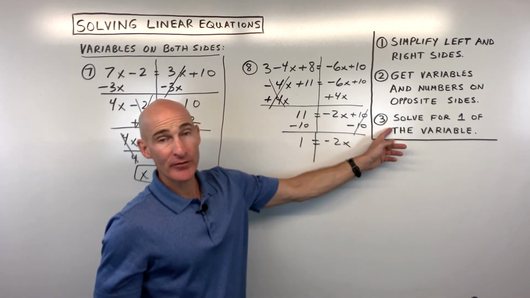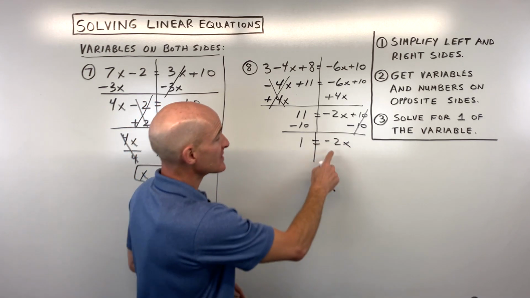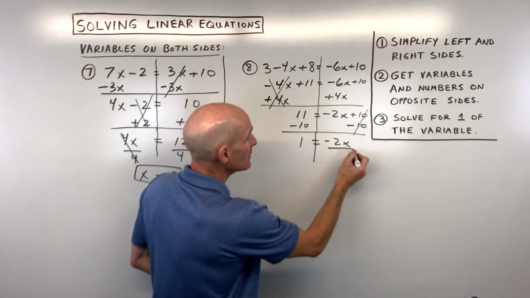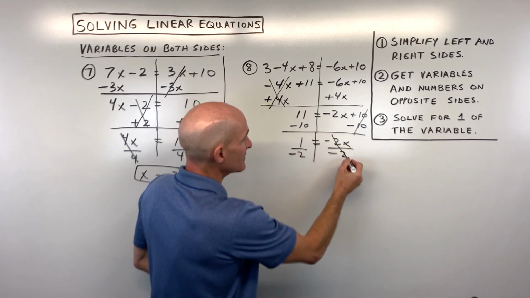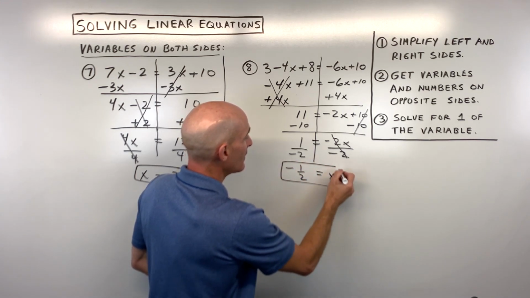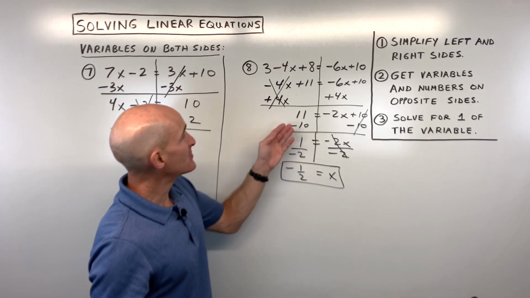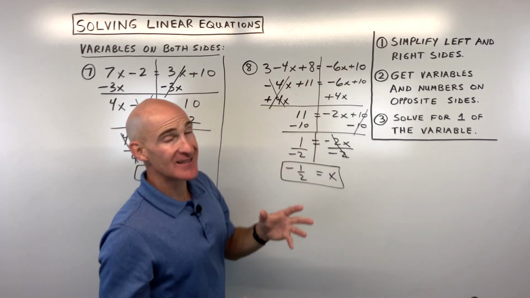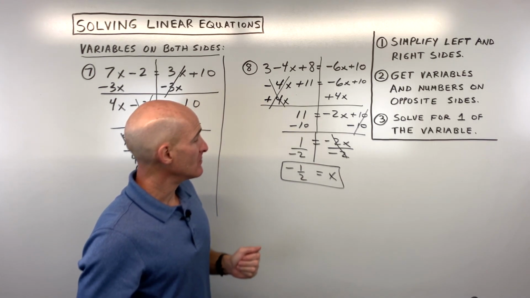Last step, we want to solve for just one of the variable. We have a negative 2x, we just want 1x. What's the opposite of multiplying by negative 2? Dividing by negative 2. And so now you can see this is 1x equals negative 1/2. And that's our final answer. We solve for one of the variable. Now you can put this back in for x wherever you see x and simplify the left side and right side, make sure that they match, and verify.